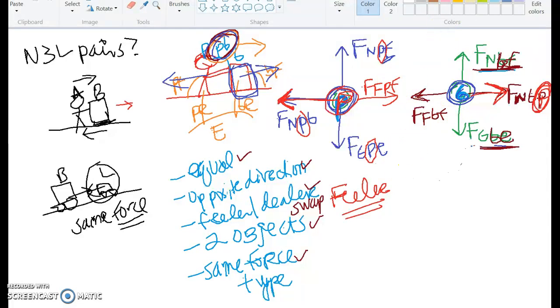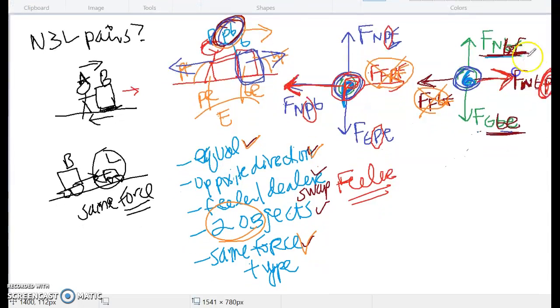Now let's look at a couple other possibilities. Some people looked at these and thought they were a pair. They're both equal, yes. Opposite direction, yes. Same force type, yes. But where's the problem? P, F, B. That's three objects. This is not a pair because this is three objects. This is too many guys. PF, BF. No, the floor is dealing both of those. He didn't swap. That's three objects. That's no. So the only one that we have left is this one.